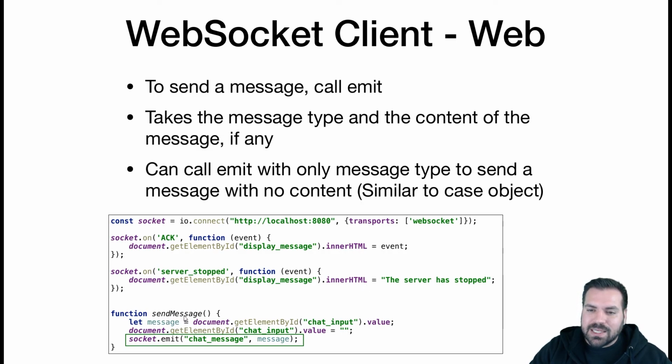So to send a message to the server, we're going to use this socket.emit. And it's the same syntax as we saw with send message, where it's the message type, then the message itself, or just the message type if it's similar to a case object where we have no information attached to it.